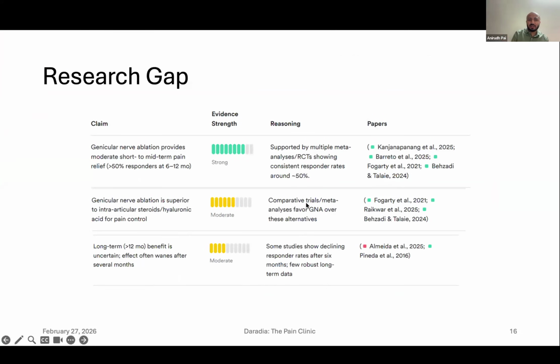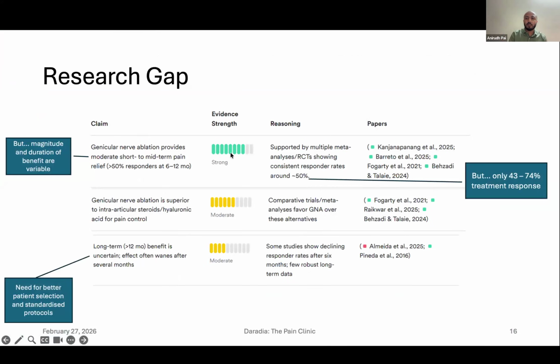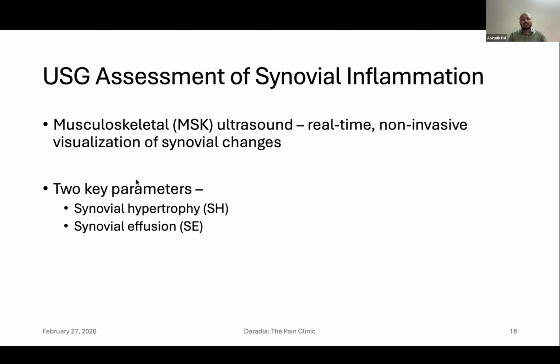So, what is the research gap? We have strong evidence saying that genicular nerve ablation works, but then again, it is only 50%, around 43 to 74. Genicular nerve ablation is superior to the intra-articular interventions, but long-term benefit is uncertain. We don't know what exactly is happening, what the factors are. So that is why we need a few more studies to study what the predictors might be, and we may have to establish some standardized protocols, starting with the ultrasound assessment of the synovial inflammation.